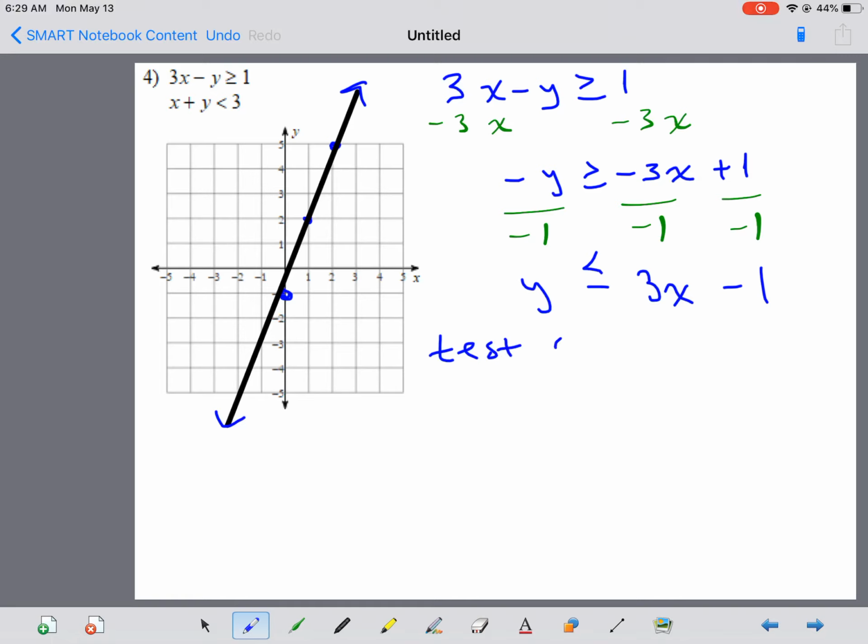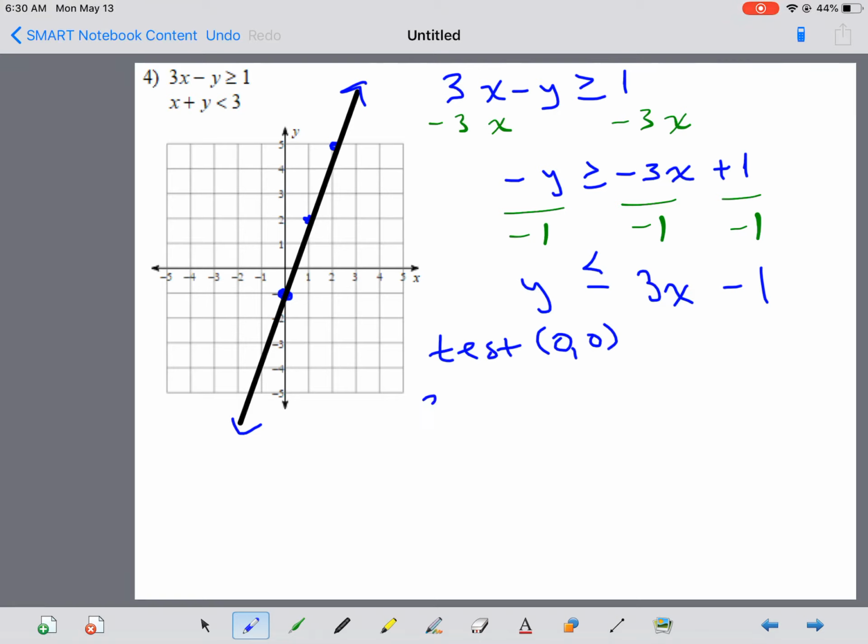Perfect. Okay, so now we have to figure out what side of the line we are shading. So we're going to test 0, 0 into our inequality statement. And I'm just going to adjust the line just a little bit to clearly show that 0, 0 is actually on the left side of the line. It kind of almost looks like our line goes through 0, 0, but that's not the case. Our line is slightly to the right of 0, 0.